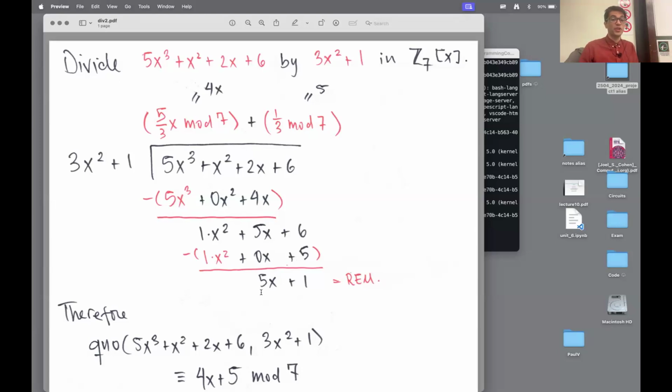So that's the remainder, because this is lower degree than this. There's nothing that we can do to eliminate that, because we can't multiply by 1 over x. The least that we can multiply by is a constant, and there's no constant that we can multiply this by in order to eliminate that.